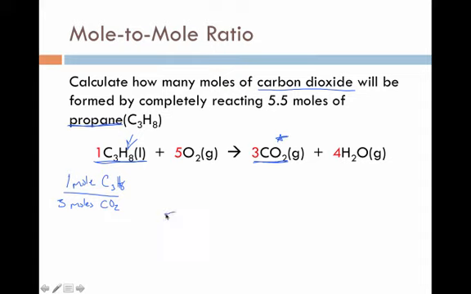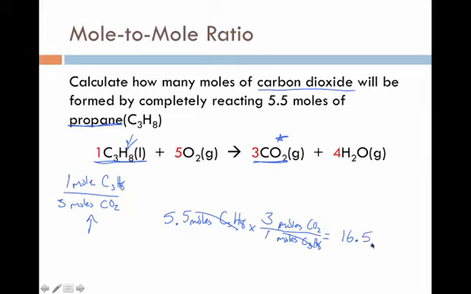So in the problem, we're told we have 5.5 moles of C3H8. Put in a multiplication sign and a line. On the bottom, we have to have moles of C3H8, and according to our mol-to-mol ratio, we can convert that into moles of carbon dioxide. And for every 1 mole of C3H8 we have, we're going to get 3 moles of carbon dioxide. We have lined things up so that units cancel appropriately, and it looks like it's 5.5 times 3, which is going to get us 16.5 moles of CO2 formed. So for every 5.5 moles of stuff we start with, we're going to expect to get 16.5 moles of carbon dioxide created.